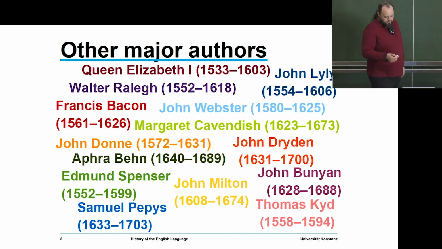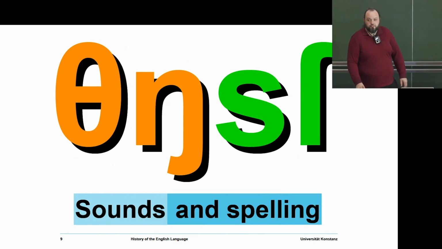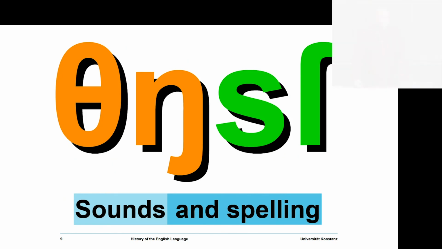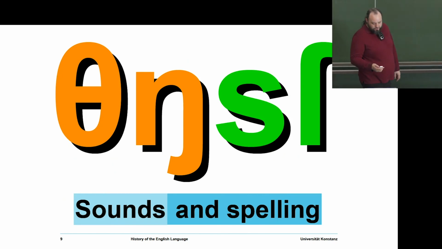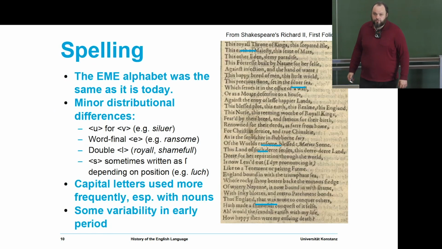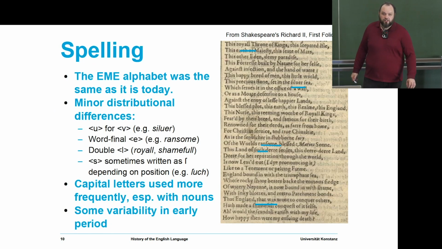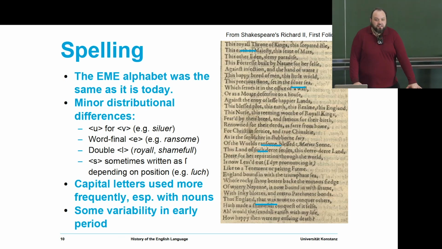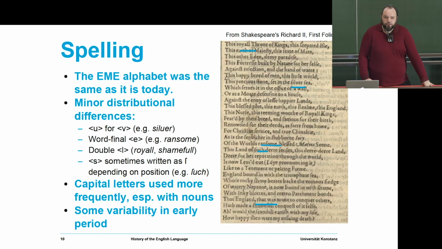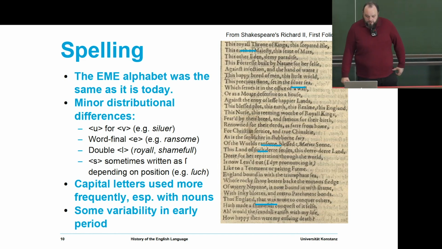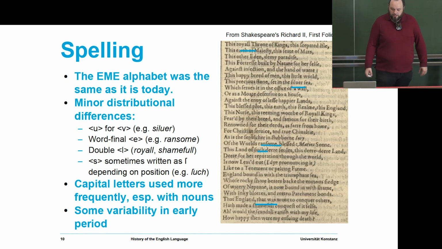So those are some of the main authors. Are there any other questions about the texts? Okay, moving on then to the sounds and the spelling of early modern English. What's good about early modern English as far as the spelling is concerned is that it's basically the same as it is today. There are minor differences, but they really are not hugely significant things. And you can see some of them, this has gone a bit, the blue lines have gone out of skew here.